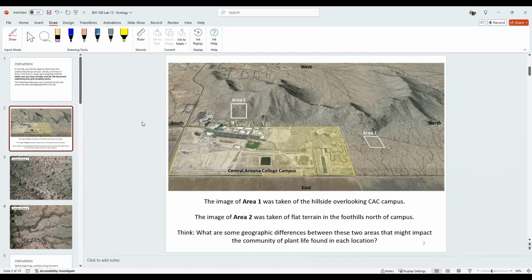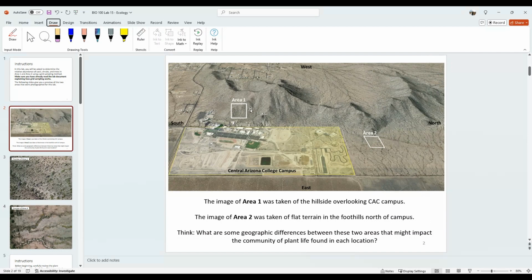Now, because of the format of our class being online, I'm not sending you guys out into the desert to do this. Instead, we're going to base our study on images that I have taken of two different areas using a drone around the Central Arizona College Signal Peak campus. And what this slide right here shows you is where those two areas are located. The first area is of the hillside overlooking the Signal Peak campus. And the second area is in this flat wash area that is at the base of the hill.